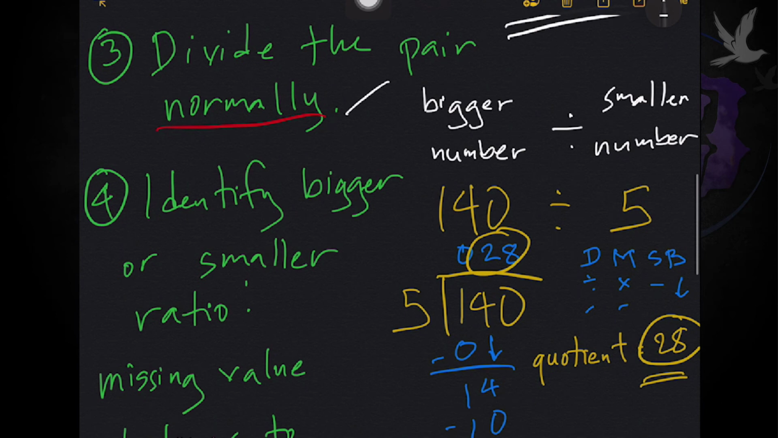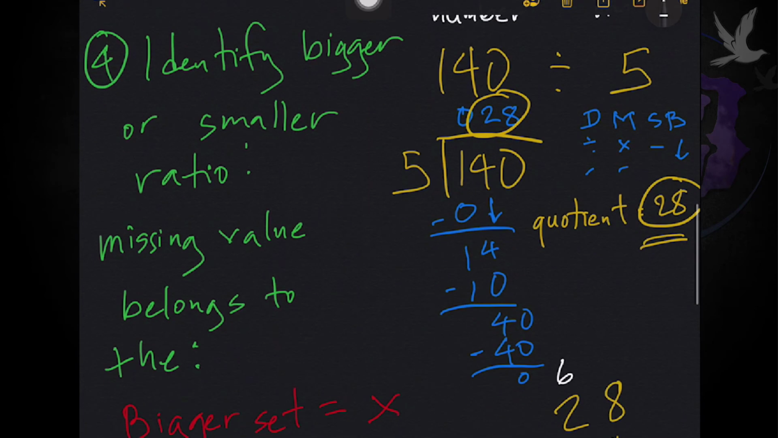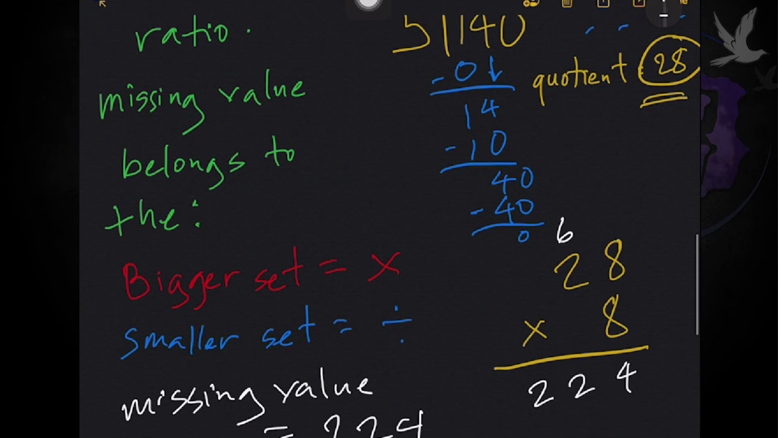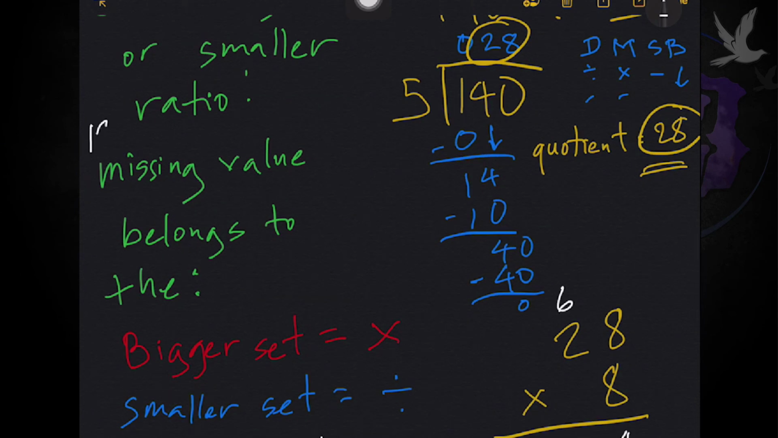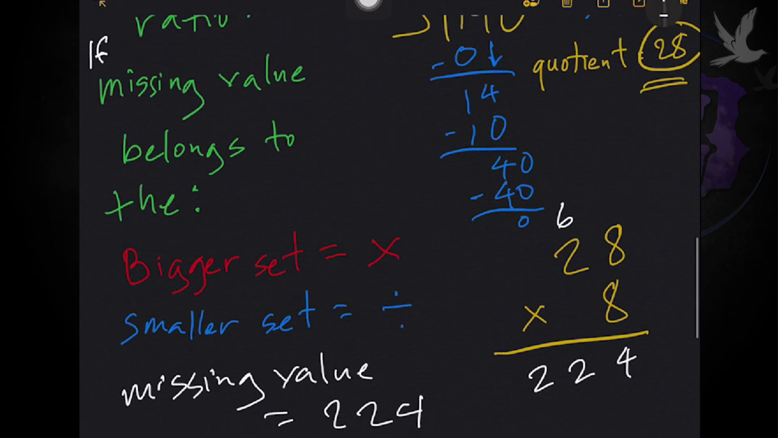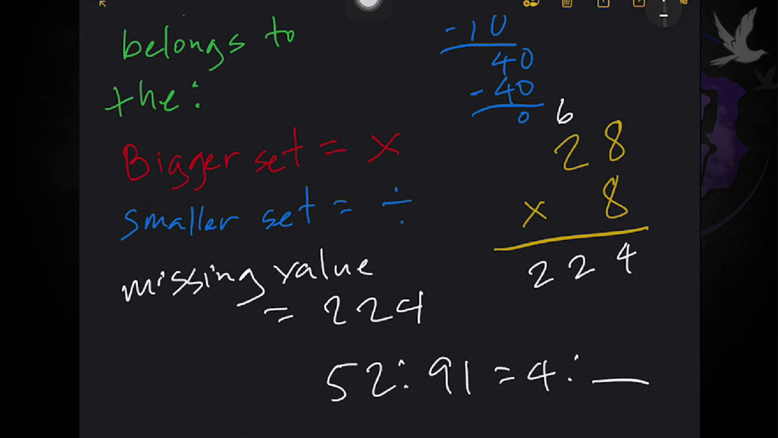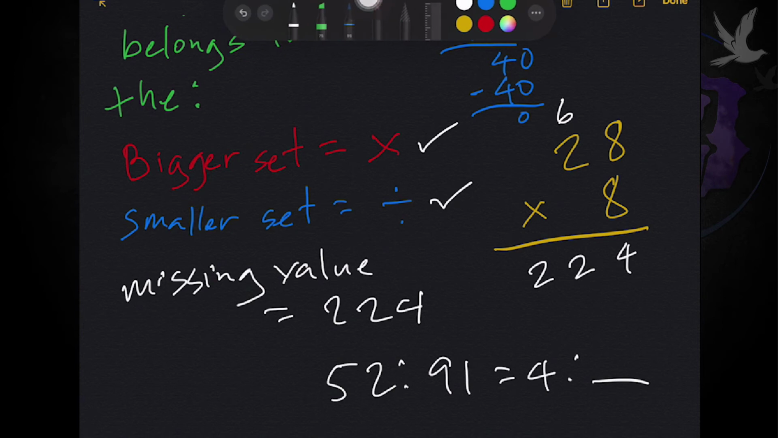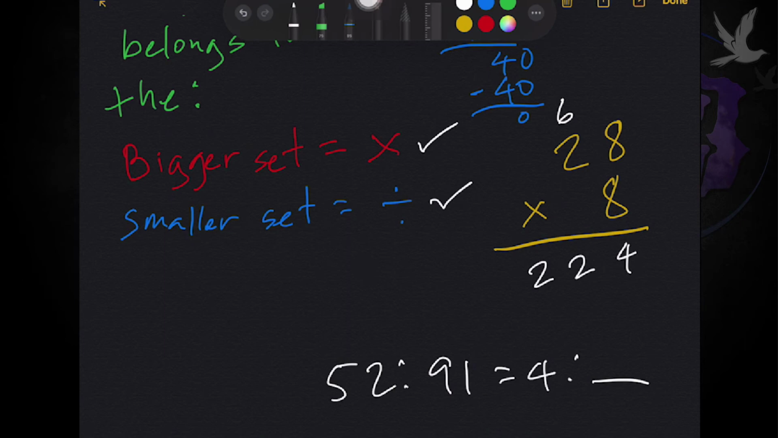And then, later on is just to identify whether the missing value belongs to the bigger or smaller set of ratios. Okay. If the missing value belongs to the bigger set of ratio, you're going to multiply. If the missing value belongs to the smaller set of ratio, you're going to divide. Okay? So erase ko lang tong part na to. We will leave the rules there as we try to do this second value right now. Try natin to gawin one by one.